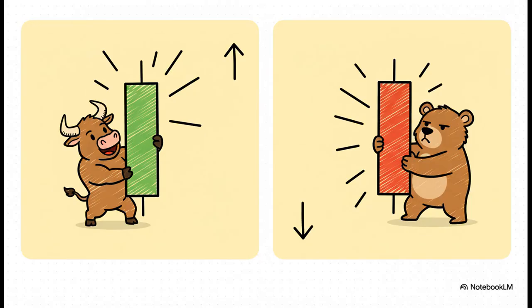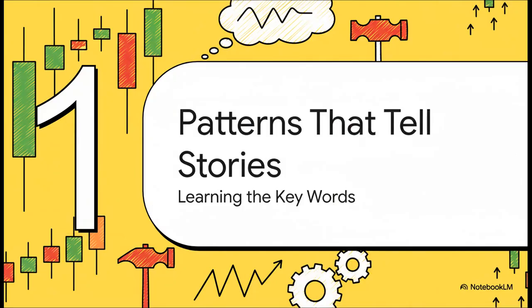Now, let's talk about color, because this tells a really simple but important part of the story. If the candle is green, it just means the price closed higher than it opened. Buyers were in control. We call this bullish. If it's red, well, the price closed lower than it opened. That means sellers were in control, and we call that bearish. Green for up, red for down. Super simple, right?